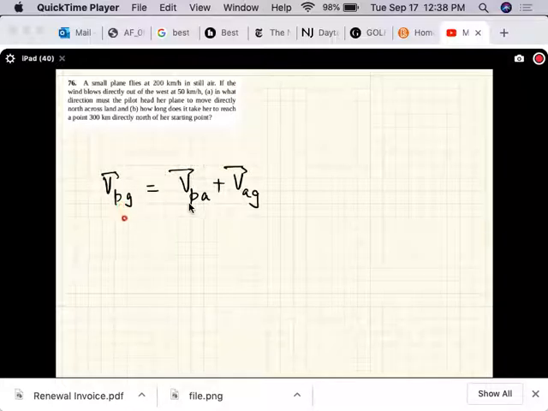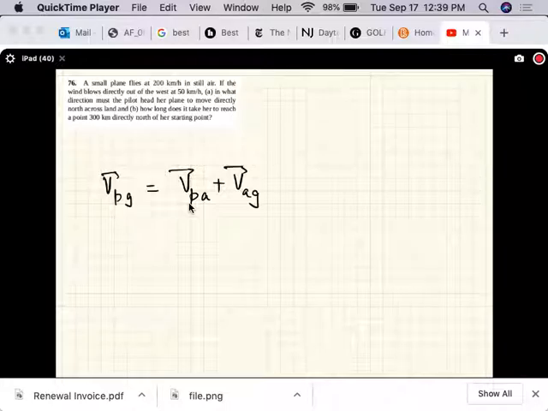So what we've done is we've inserted another letter here. What this is saying is the velocity of the plane with respect to the ground is equal to the velocity of the plane with respect to air plus the velocity of air with respect to ground. And what does this mean? This is the wind velocity. So this vector plus this vector gives you the ground velocity of the plane.